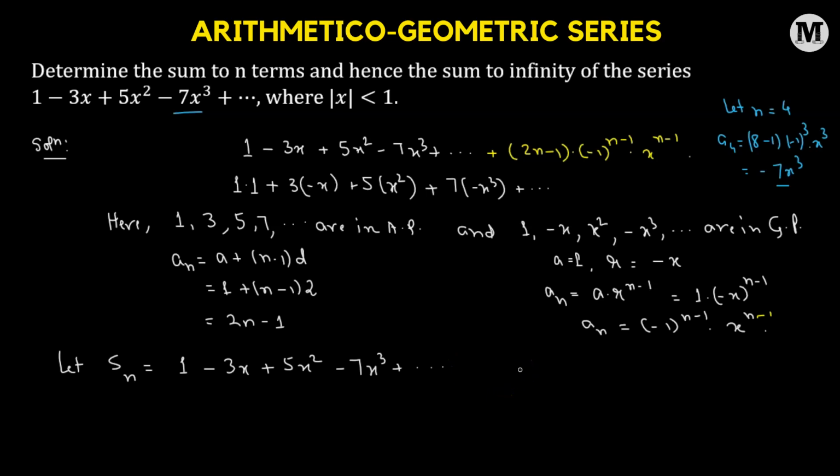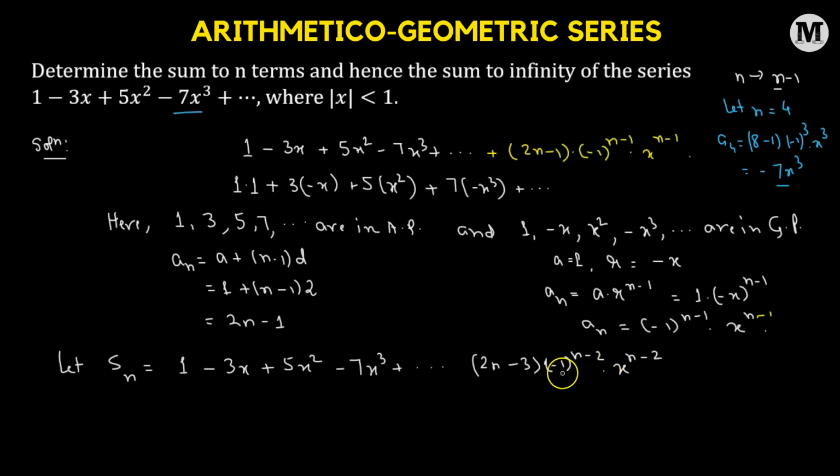Now, to find out the second last term, here we have the last term, which is the nth term. So in the nth term, we're going to substitute the n value with n minus 1. That's going to give us the previous term. So we have 2n minus 3 multiplied to negative 1 raised to the power of n minus 2 times x raised to the power of n minus 2.